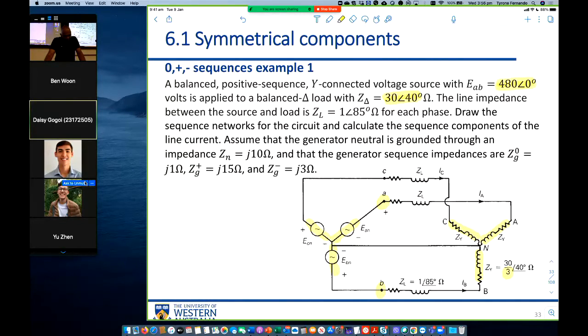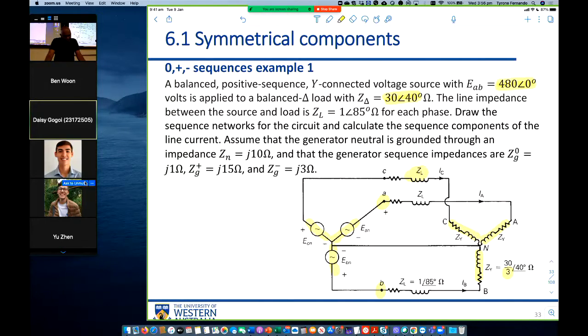The line impedance between the load and the source is 1 angle 85. Draw the sequence networks for the circuit and calculate the sequence components of the line current. So we want to draw the zero sequence, the positive sequence and the negative sequence networks, and then calculate the sequence components of the line currents.